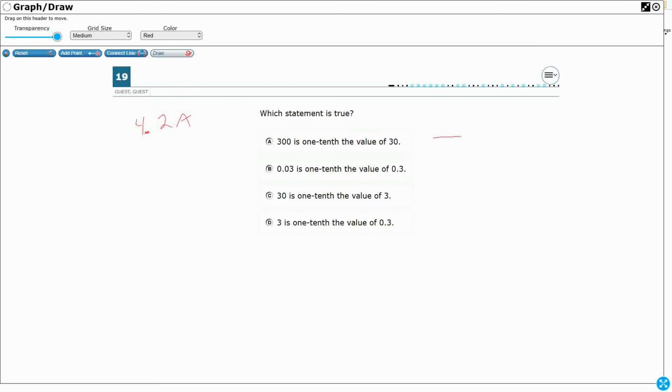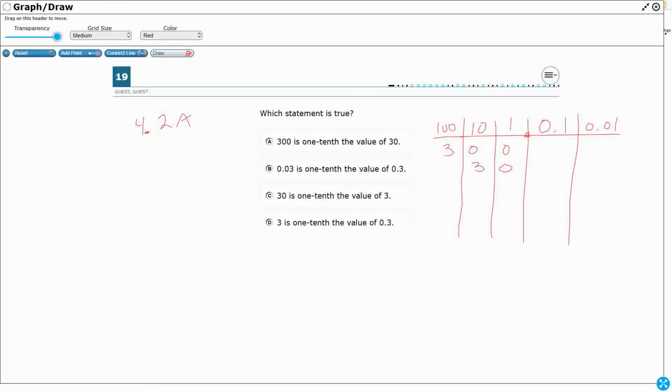Let's build a place value chart. Since there are multiple options, I'm just going to put my numbers up top here. It doesn't look like I go to the hundredths, so I'm just going to go to 1, and since I've got the space, I'll go ahead and put the hundredths right there. All right, so let's build 300. Is 300 1/10 the value of 30?